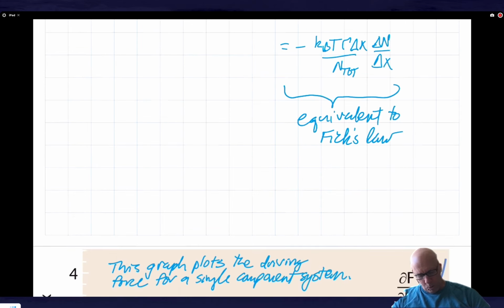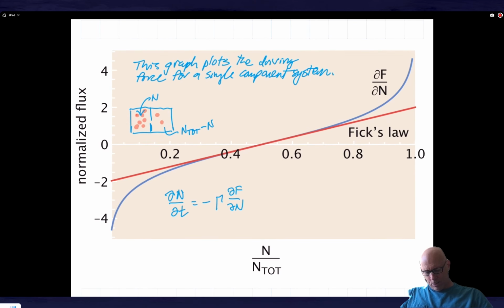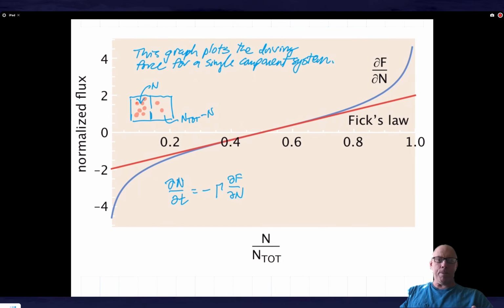Okay, so what have I claimed? What I've claimed is that we can do an exact calculation of what the free energy is as a function of the configuration. So what do I mean by configuration? Well, the number of particles on the left-hand side can run from 0 to N_tot. That's it. I can have 0 particles on the left, 1, 2, 3, etc., all the way up to N_tot. And so those are all the possible configurations.